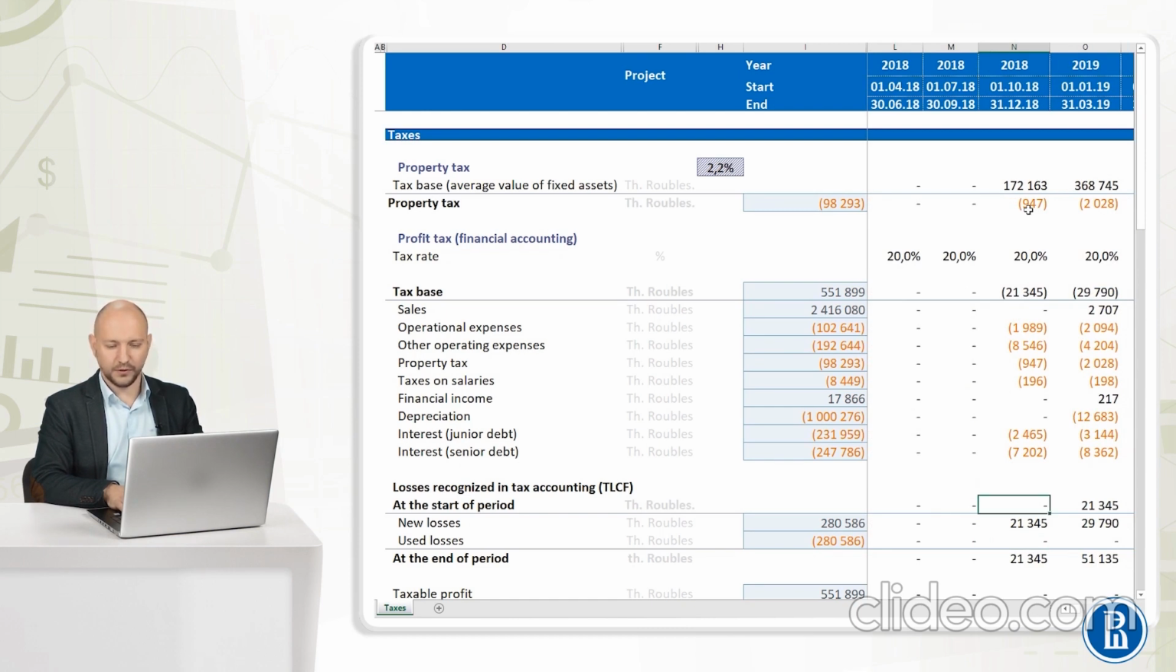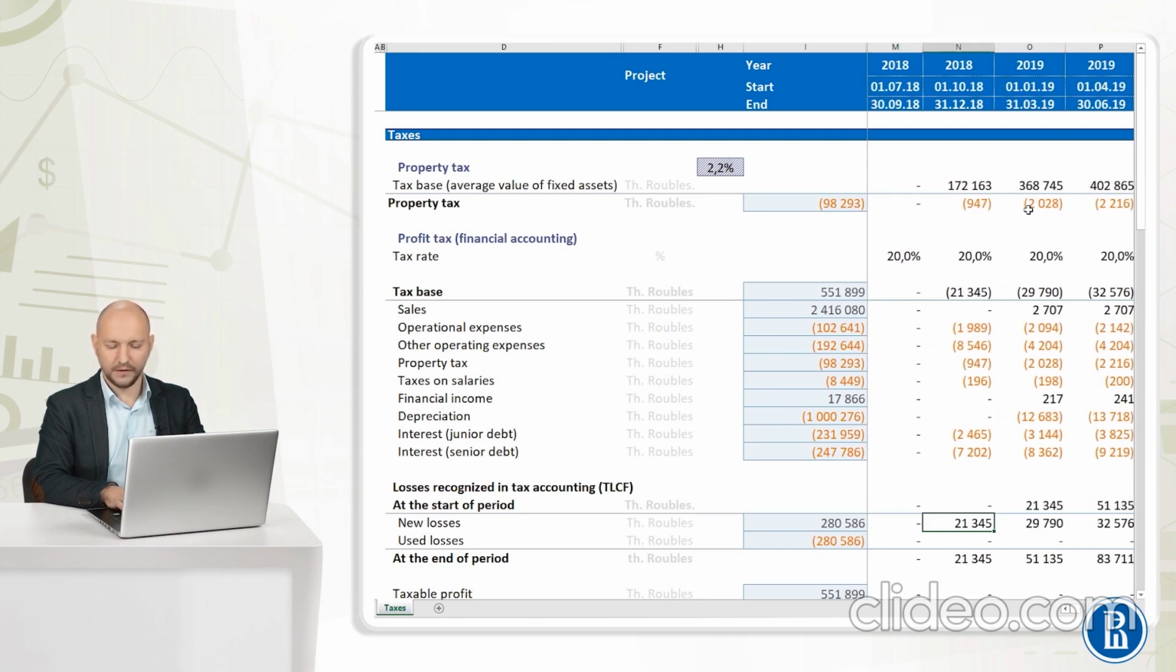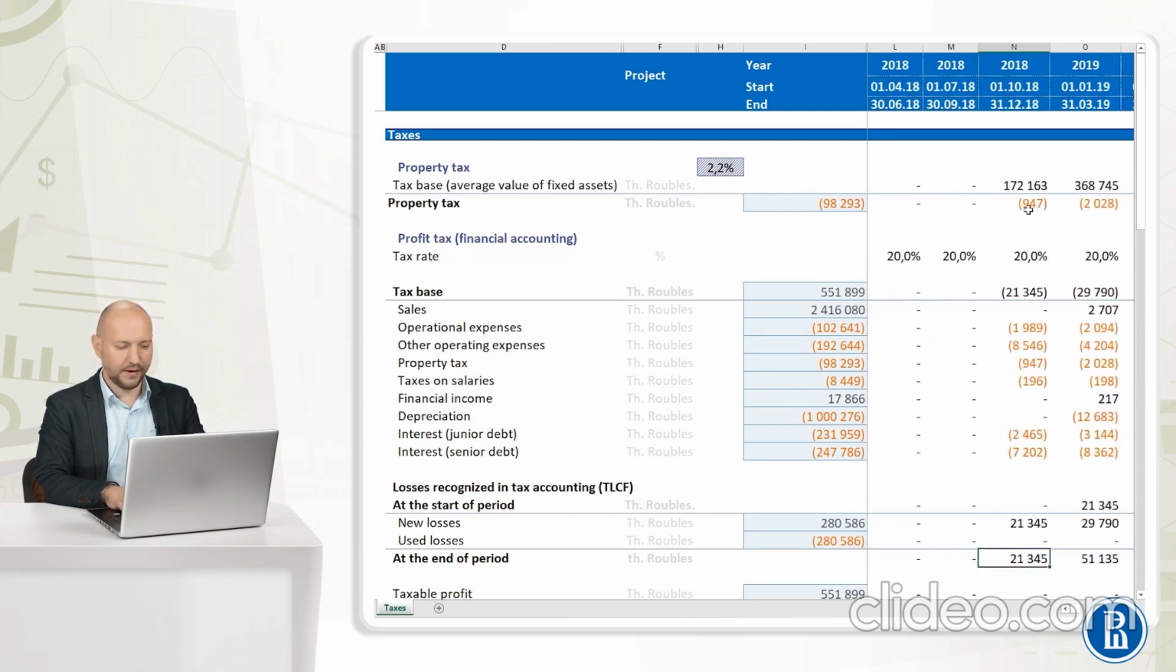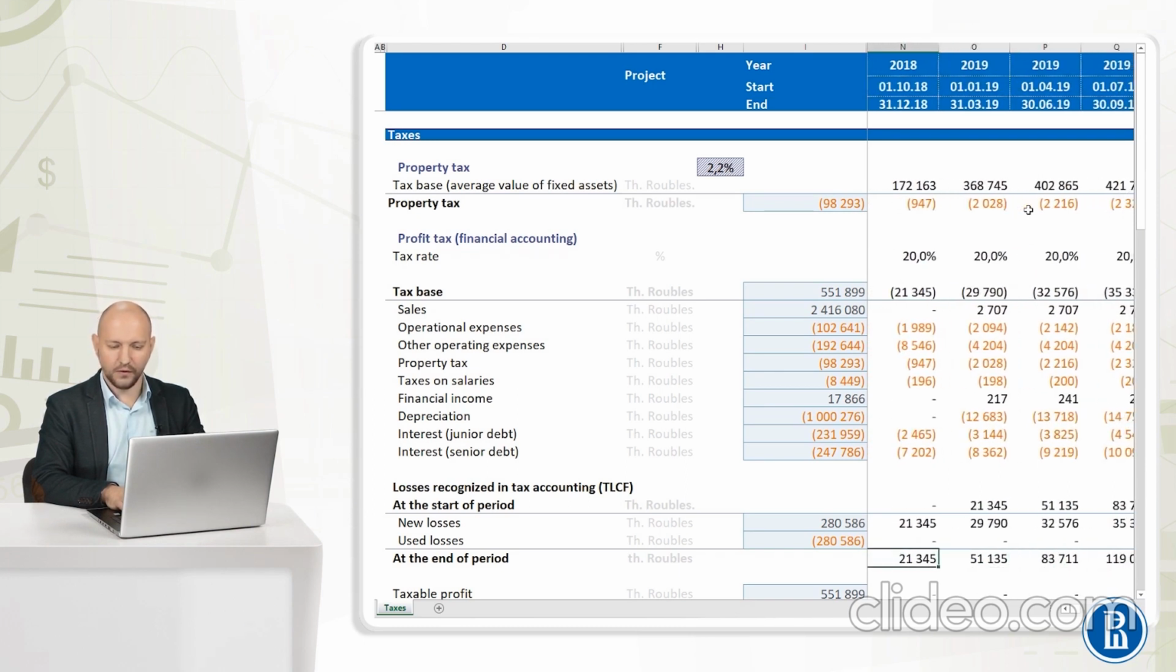First of all, we need a supporting schedule. Here we calculate it. So we add a row called new losses, and we put here figures of losses that the company gets. So if here we have 21 million losses in the fourth quarter of 2018, and then again we have losses, so on, and we calculate the balance of losses recognized in tax accounting. So we simply accumulate all of them.